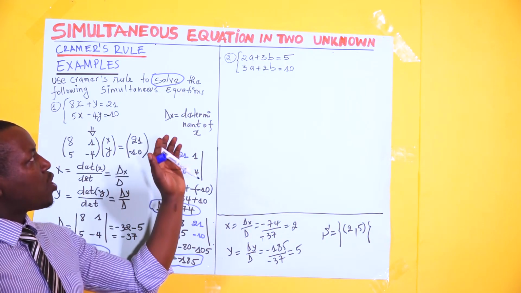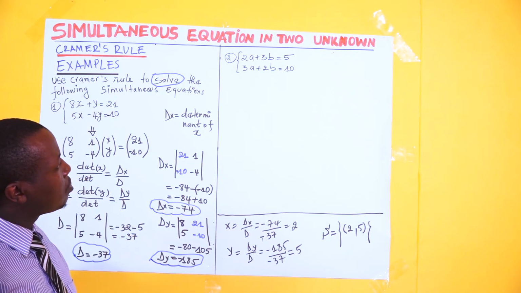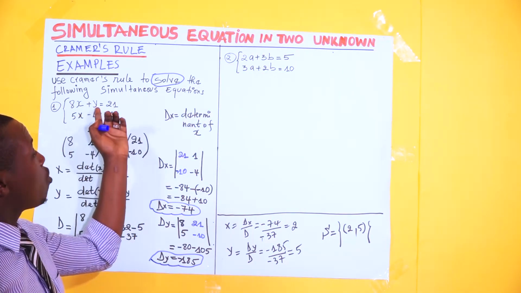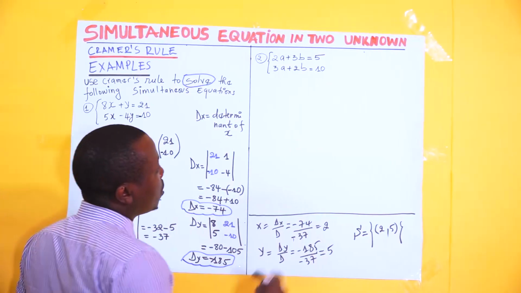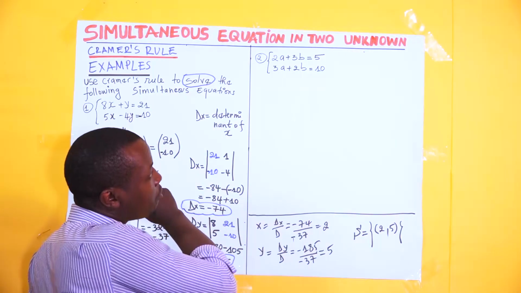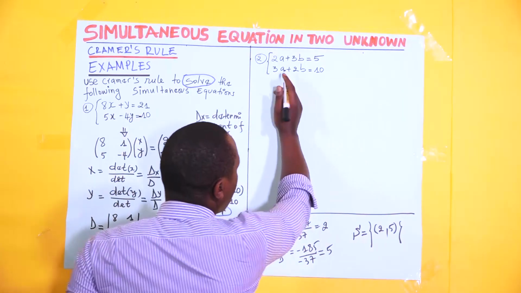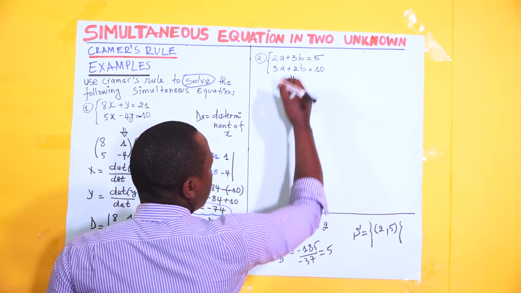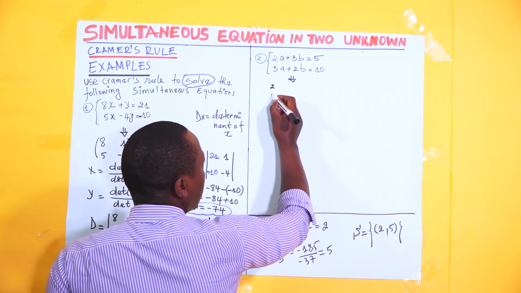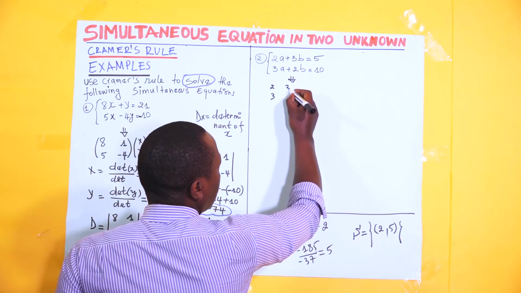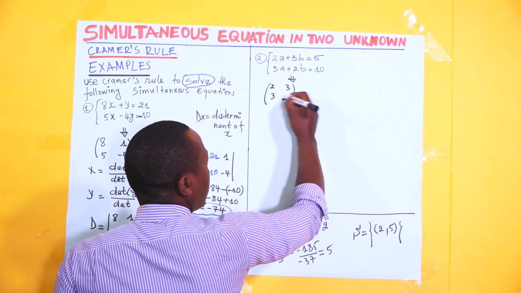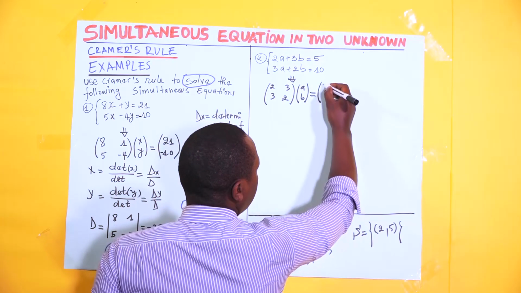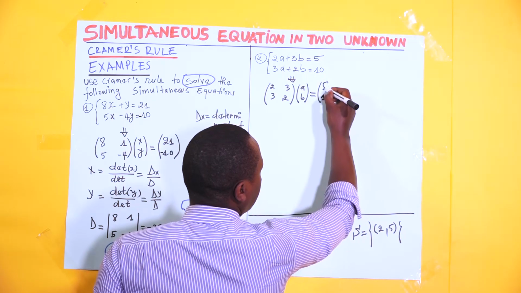Let us go to the next question, question number 2. They have changed only the variables. It was x and y, here it is a and b. So the same way we did for the question above, we are going to do this. Let us write this in terms of matrices. It is 2, 3, 3, 2. When multiplied by another matrix with a and b, this gives us the matrix 5 and 10, right?